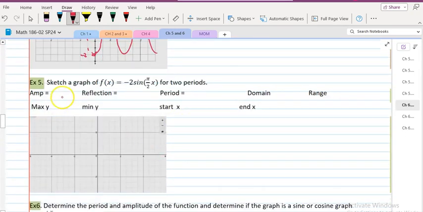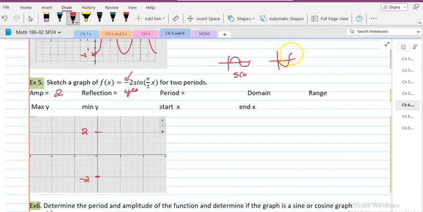Last one, example 5, -2 sine pi over 2x. Amplitude would be the a value, the absolute value is 2. So it would fluctuate 2, -2. I think this is 2, right? This is 2 and this is -2. Reflection, yes. And you know that sine has no reflection.